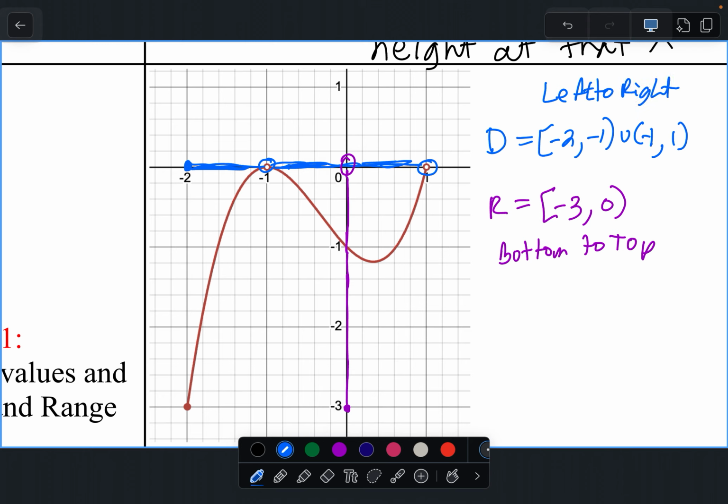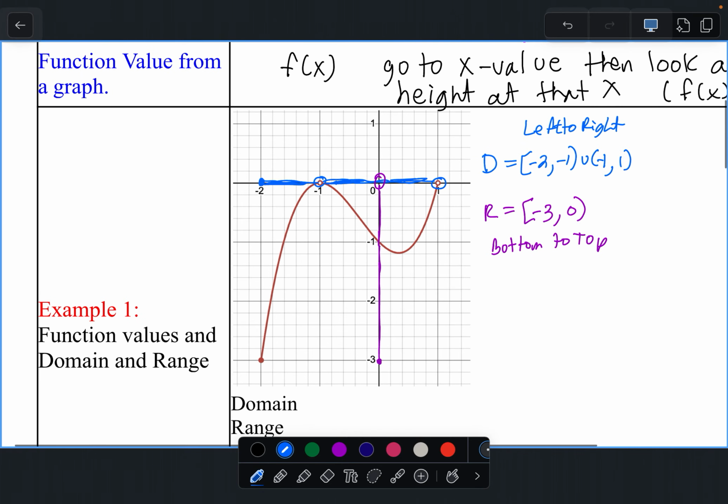A domain is what x's appeared from left to right. What x's am I allowed to use from left to right? The range is what y's popped out. What heights did my graph go to from the bottom of the graph to the top of the graph? So it's a very different way of looking at a graph, okay?